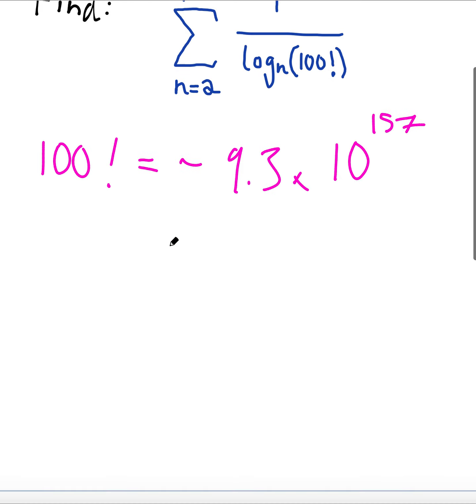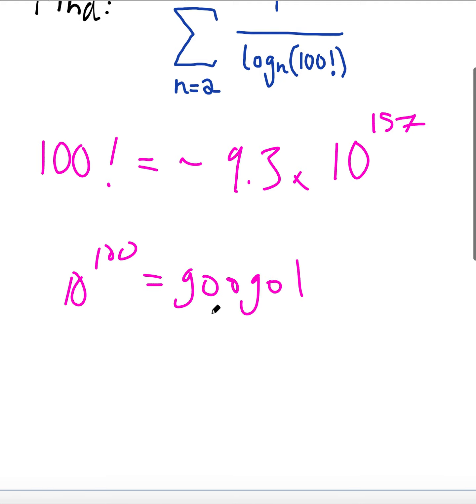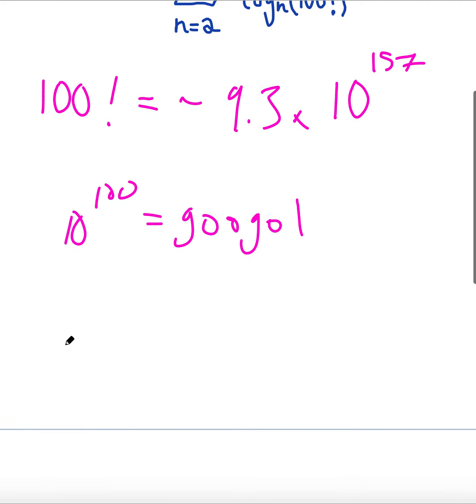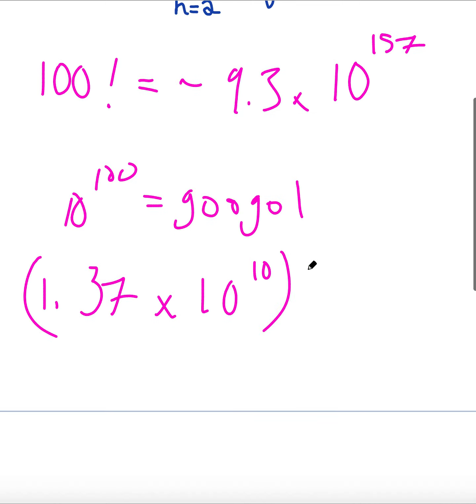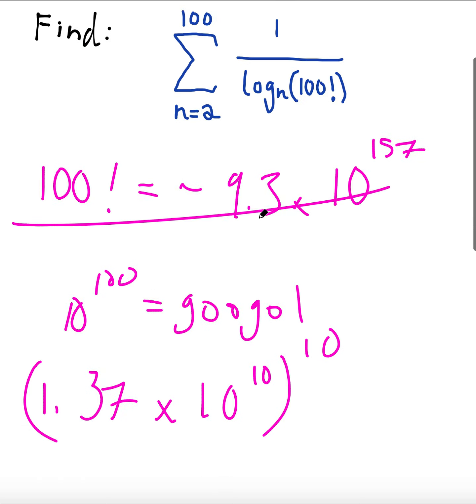That is extremely big, and that's extremely bigger than 10 to the 100, which is what we call a googol. Now, just to put things in perspective, the age of our universe is 1.37 times 10 to the 10th power. So right away, a googol is way larger than that. So that means that the age of our universe to the power of 10 doesn't even scratch the surface of what it means to hit 100 factorial. That's how big it is.